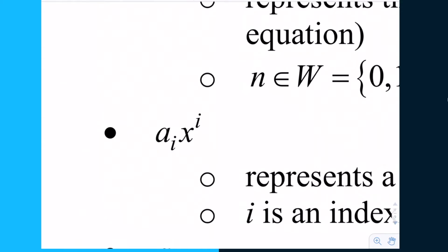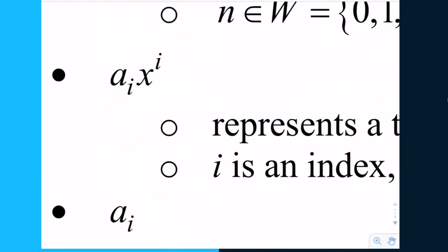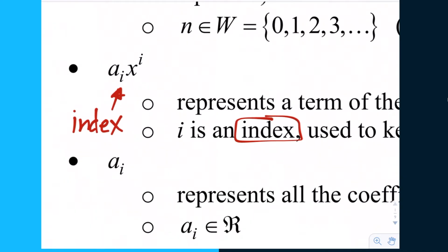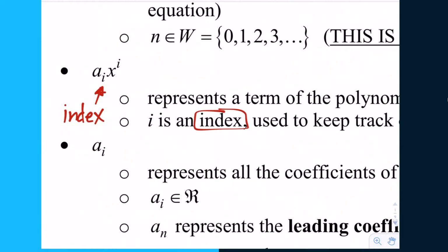I then is called the what? This is called the index. This represents any term of the polynomial, and I is called an index. And all it is, it's used to keep track of which term we're on. Now, because it's associated with the exponent, I must also be what type of number? A whole number, yeah. But it just keeps track.